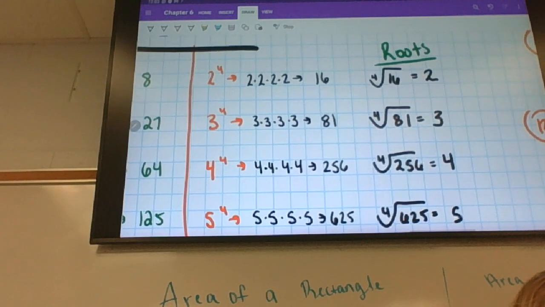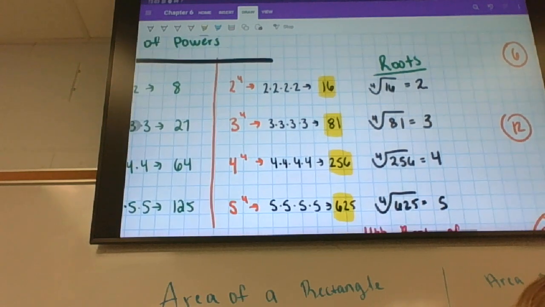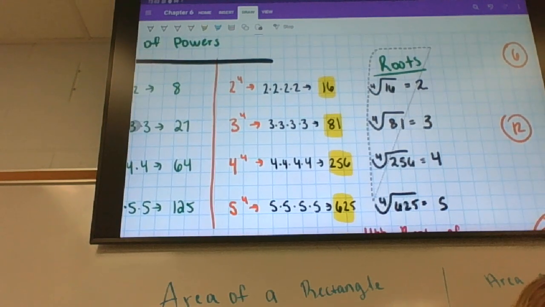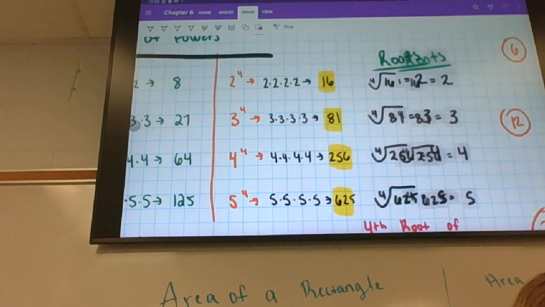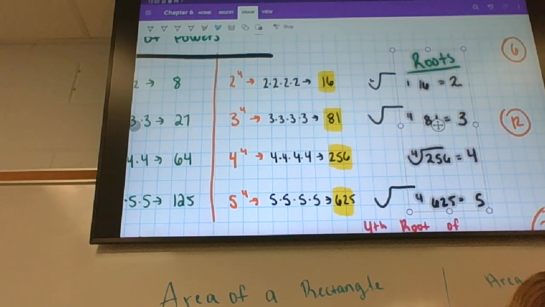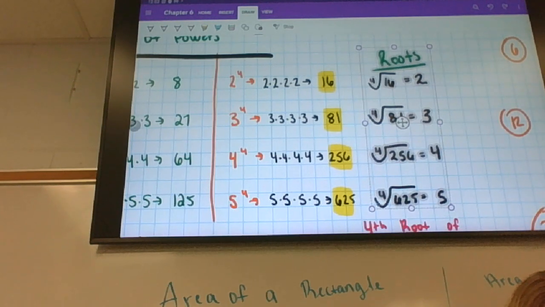All right, so there they are. There's your numbers. Don't do that.